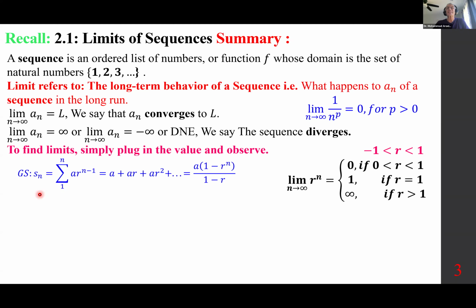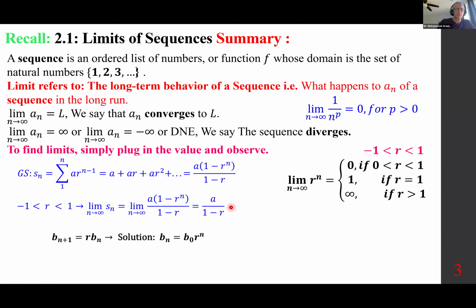And here's the geometric sequence. Add them up and it becomes a geometric series. The summation of a r to the power of n minus 1 is a times 1 minus r to the power of n over 1 minus r. If r is between -1 and 1, this goes to 0 according to this part and becomes a over 1 minus r. In the case of a geometric sequence, b sub n plus 1 is r b sub n, or b sub n equals b sub 0 r to the power of n, b sub 0 or a. That's a basic geometric sequence.